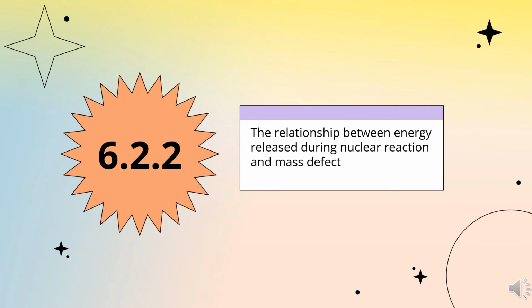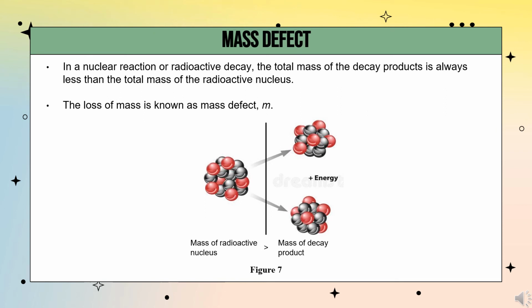Now, let us move on to the second learning outcome for today, 6.2.2. The relationship between energy release during nuclear reaction and mass defect. In nuclear reaction or radioactive decay, the total mass of decay products is always less than the total mass of the radioactive nucleus, and the loss of mass after nuclear reaction is known as mass defect.